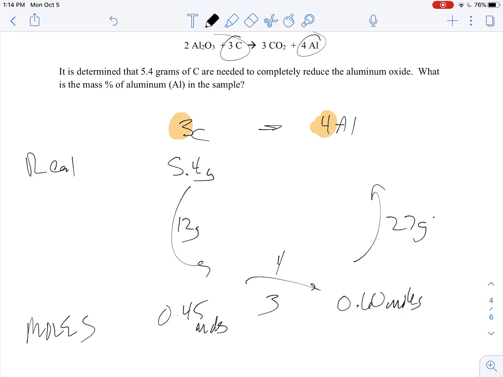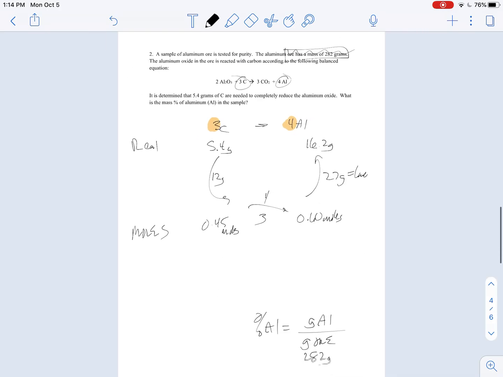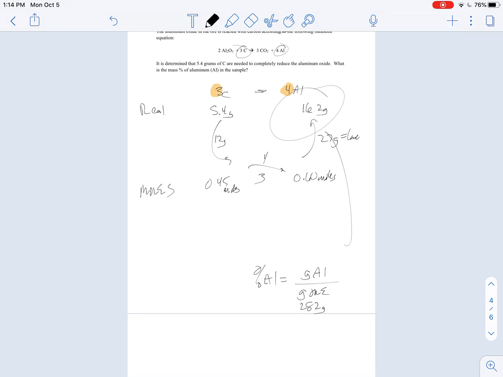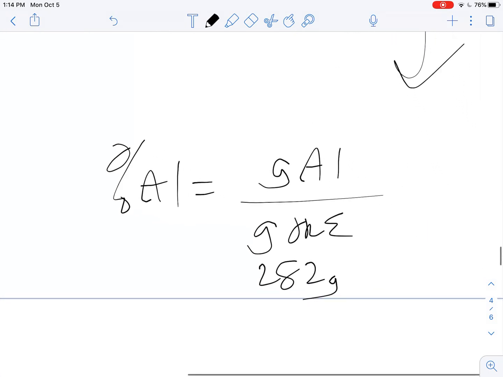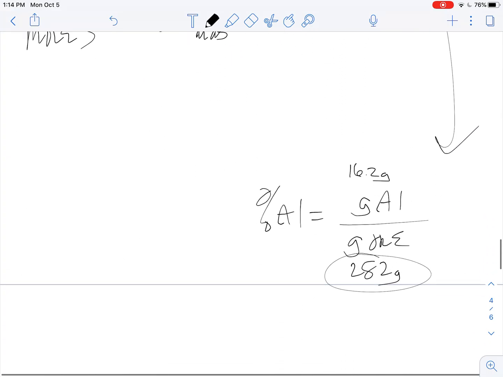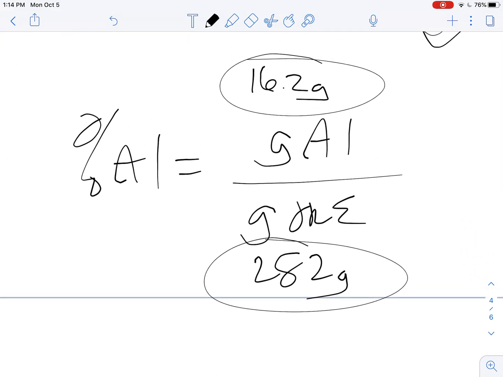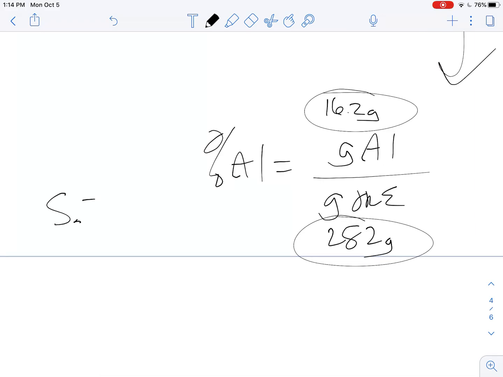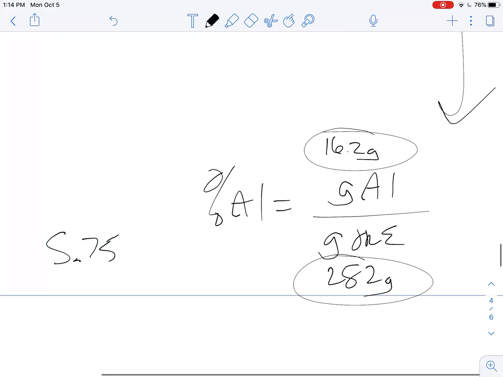And then aluminum weighs 27. So multiplied by 27, I get about 16.2 grams. So apparently, of this ore that weighs 282 grams, only 16.2 grams of it is actually aluminum, according to our numbers that's here. So 16.2 out of the 282 gets you about a 5.75% aluminum ore. About a 5.75, 5.74 maybe.